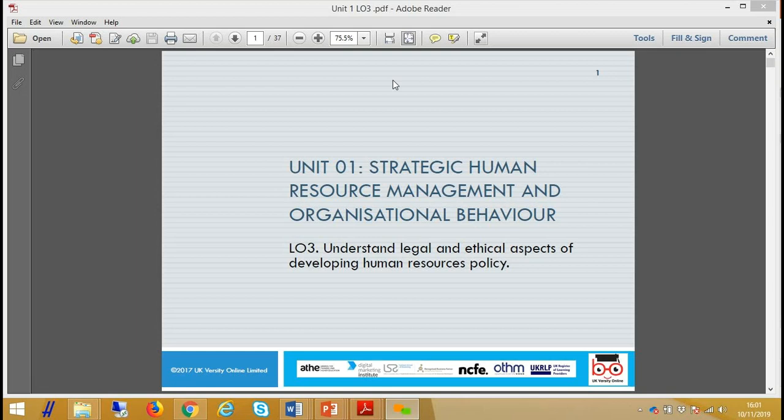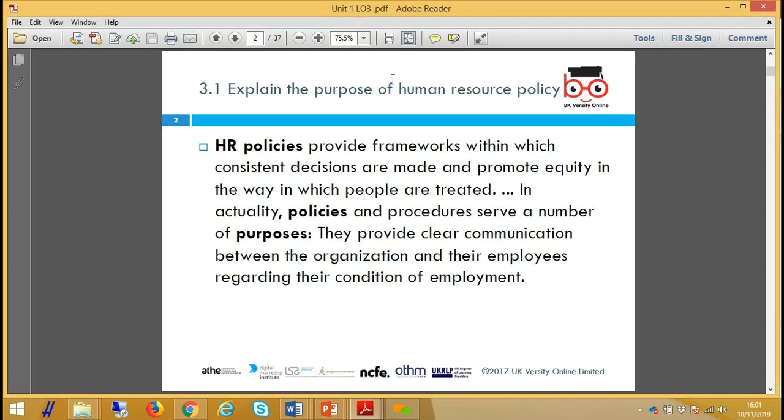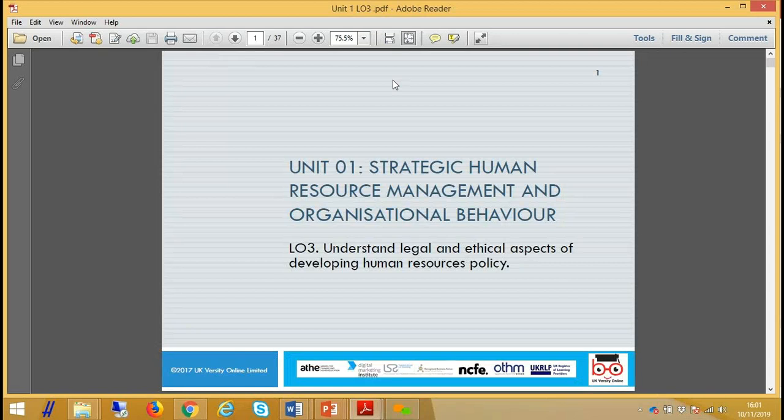And that will feed into what we are doing today. So today we'll be looking at learning outcome 3, understanding the legal and ethical aspects of developing HR policy. The first thing I will say about this topic is that we are going to be talking about UK law and legislation quite a bit, UK employment law.